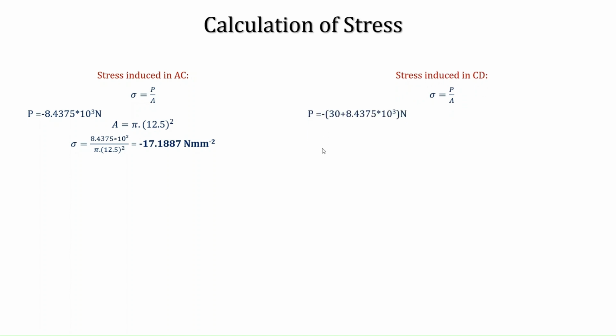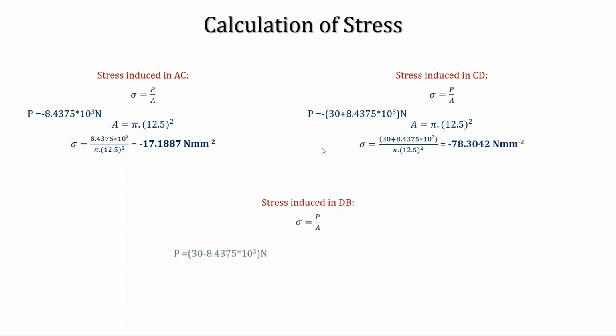And the P is minus of 30 plus P, so we have got the value there for the P. So area is this. Upon substitution we get the value to be equal to minus of 78.3042 newton per mm square. So this is the stress induced in the portion CD. Next is the stress induced in the portion DB.